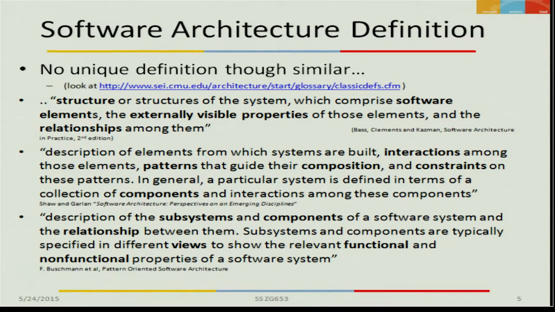Now these people like Bass, Clements, Kazman, Shaw and Garland, Felix Bushman, these are all real pioneers of software architecture. They have contributed to the basic discipline of software architecture. And whatever we do today in terms of software architecture is basically due to their contributions. Therefore, it is very important that we understand what they are saying, how they are describing software architecture.